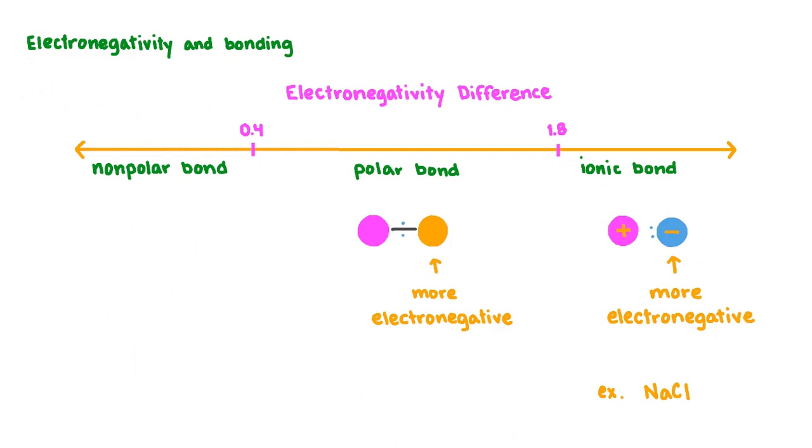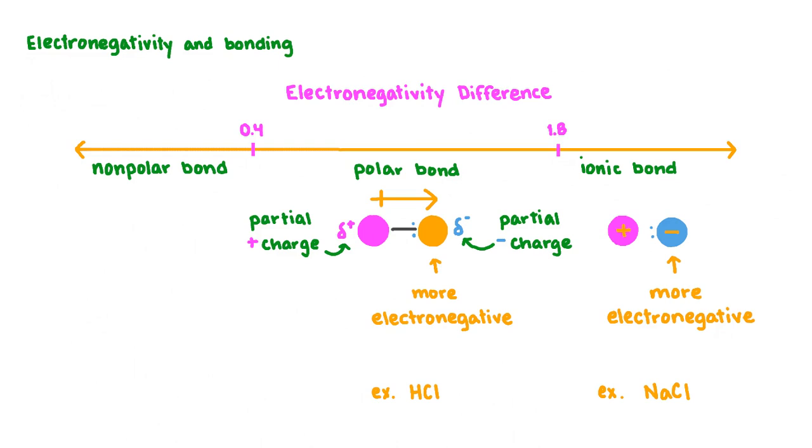In a polar bond, the electrons of the bond are unequally shared and are drawn towards the more electronegative atom. This results in the more electronegative atom having a partial negative charge, represented by the symbol delta minus, while the less electronegative atom gains a partial positive charge, represented by the symbol delta plus. A dipole arrow can also be used to represent the partial negative and partial positive sides of the bond. Hydrochloric acid is an example of a compound that contains a polar bond.